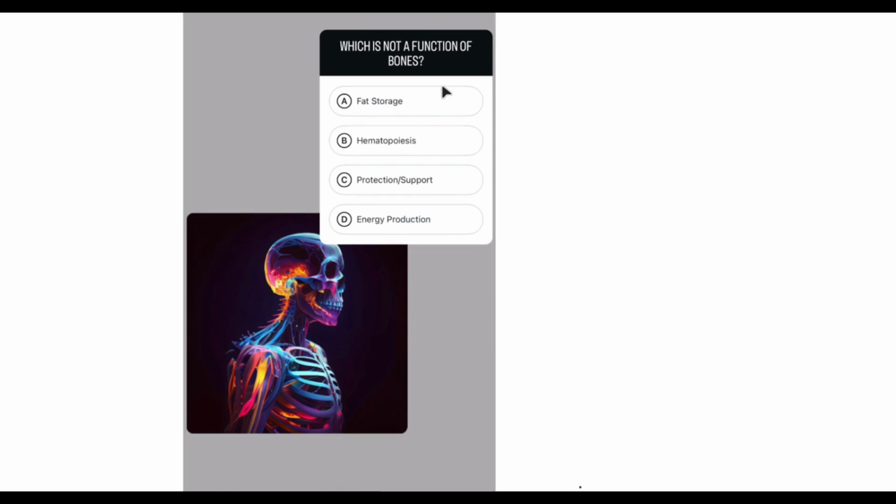So, which is not a function of bones? I do that all the time. I always miss the word not, and it messes me up severely. Can't be doing that. Don't do what I do. So which is not a function of bones?